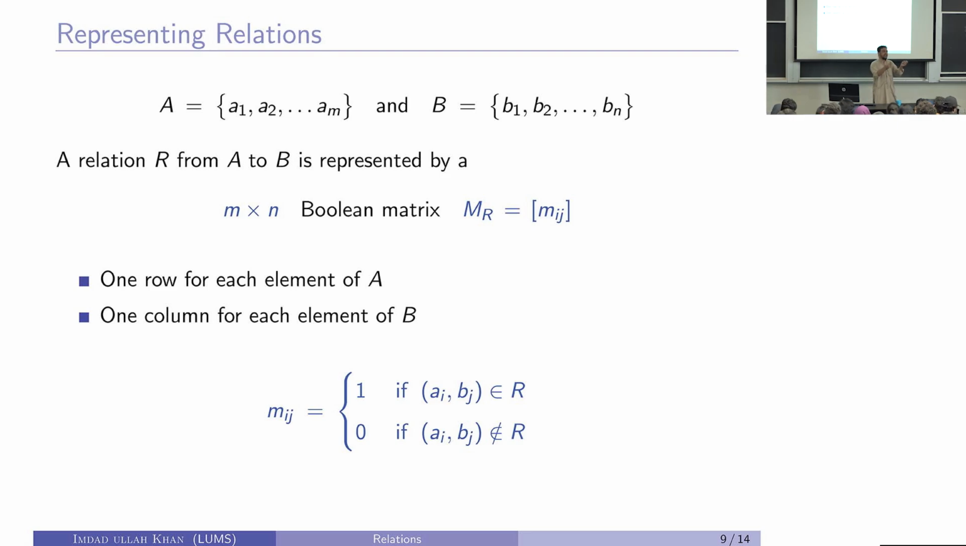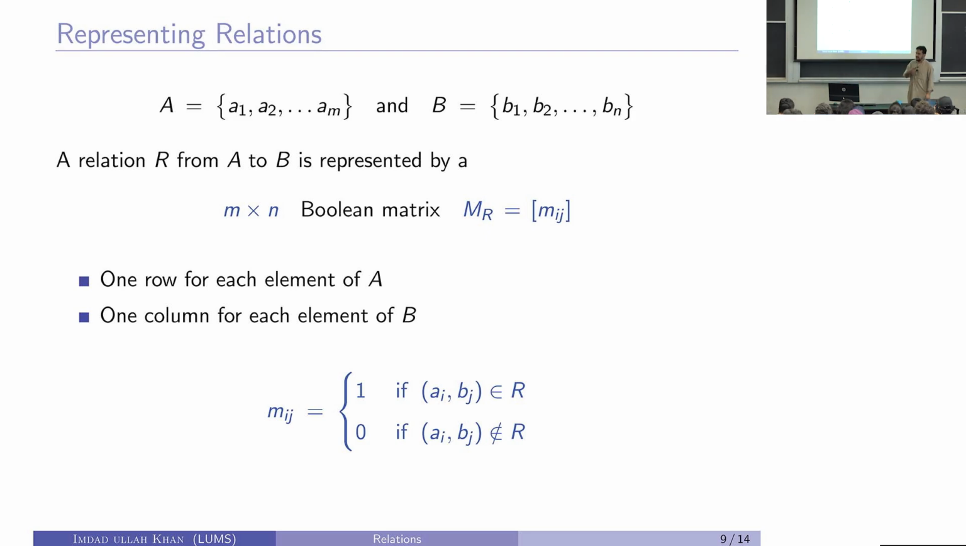We fix some ordering on A and some ordering on B. And now we take a matrix, a 2-dimensional table, where there is a row corresponding to every element of A, and there is a column corresponding to every element of B. Now, if an ordered pair AiBj is in R1, then in the ith row and the jth column I put a 1. And if AiBj is not in R1, then in the ith row and the jth column entry I put a 0.